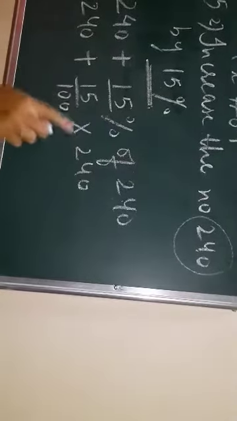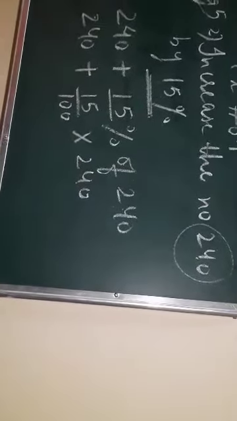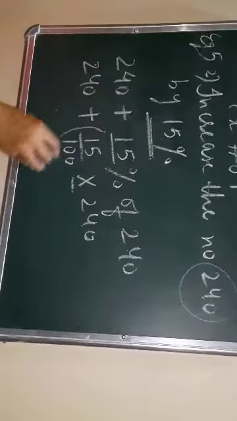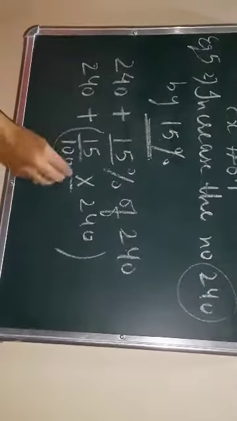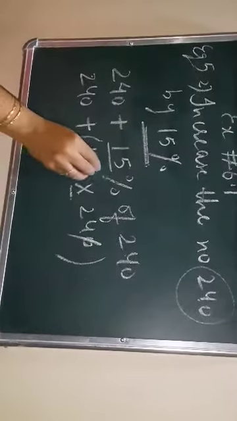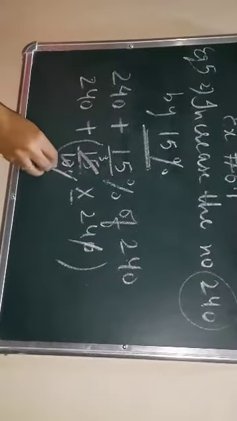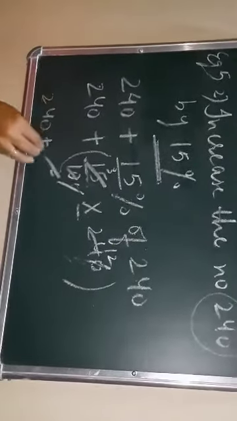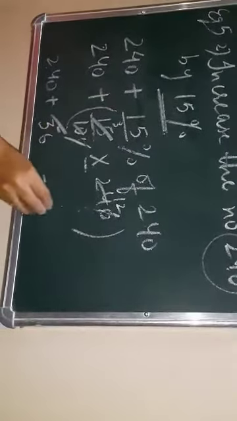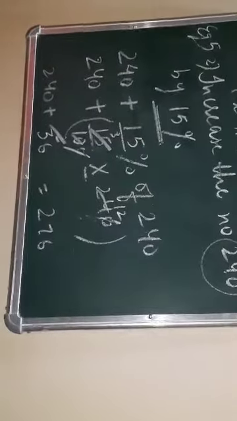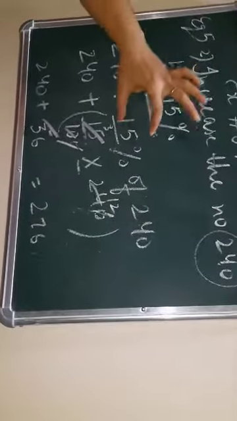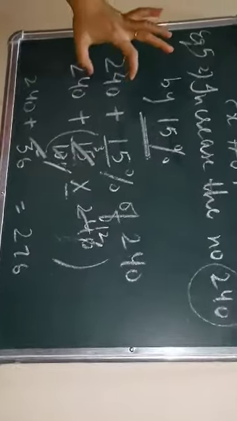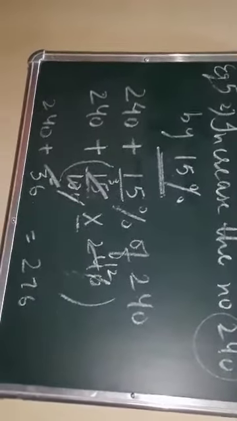First you have to solve this, because according to BODMAS, which you have done in previous classes, multiplication is to be done first. So first we will solve this and then we are going to add it. So 0 and 0 cancel. 5 3s are 15, 5 2s are 10, 2 12s are 24. So it will be 240 plus 36, which is 276. That means if I add 15% of 240 to 240, then we will get 276.